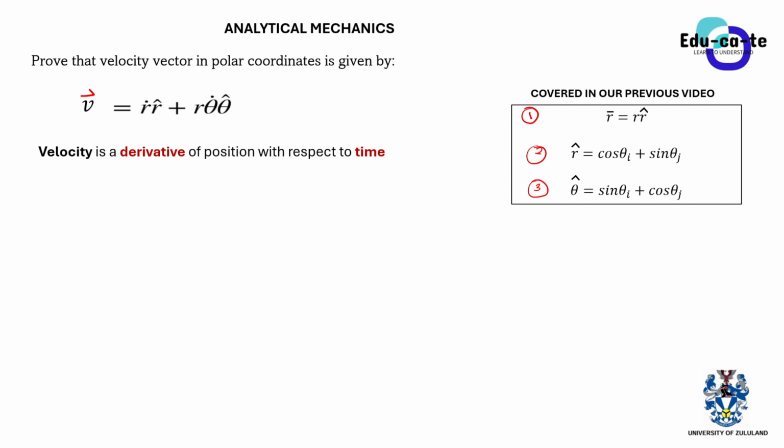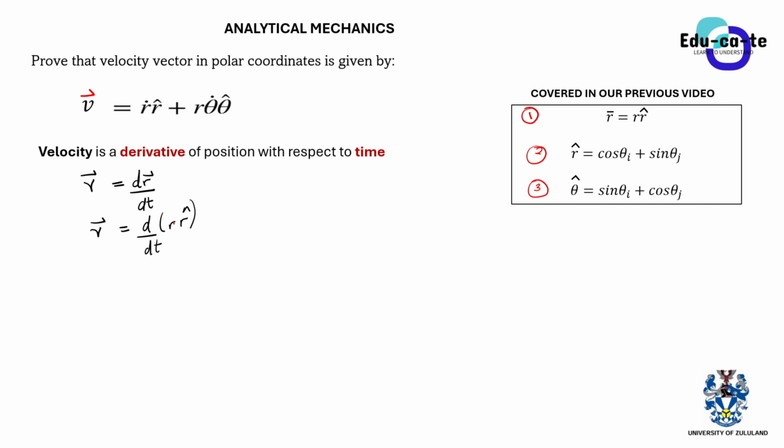Now let us do the proof for the velocity. Since velocity is a derivative of position with respect to time, to get our velocity vector, similarly we have to take the derivative of the position vector with respect to time. The position vector using polar coordinates is given by r times r cap, and this is being differentiated with respect to time, because the velocity actually depends on time.